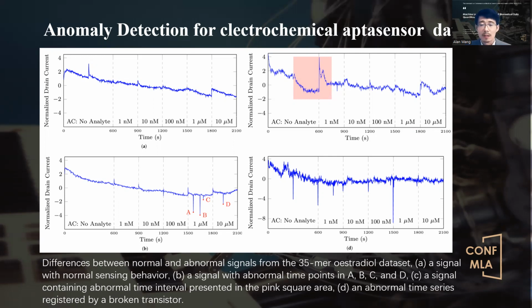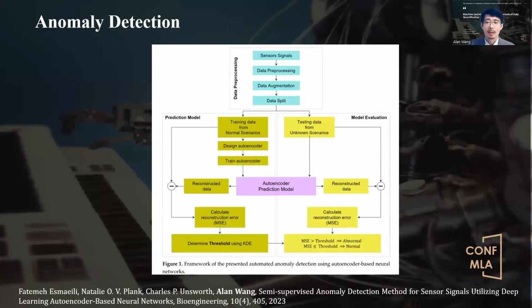So our objective is to automatically perform this kind of anomaly detection before we send the data for automatic quantification. This is our anomaly detection pipeline, by first applying some pre-processing and also some data augmentation methods. We divide the data into training and testing sets. Then an autoencoder prediction model is trained based on the training data set. Then we can perform the reconstruction of the data.